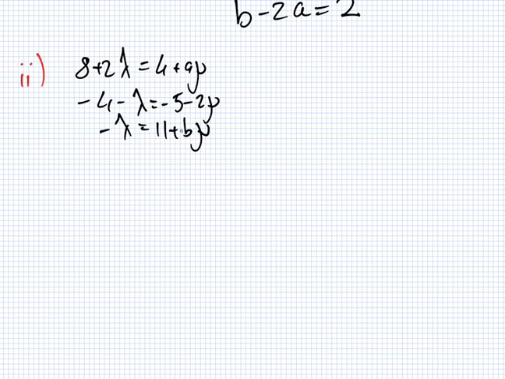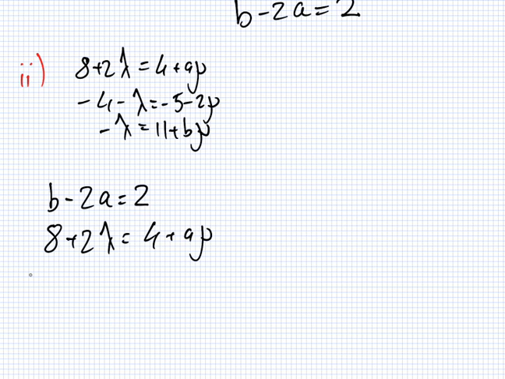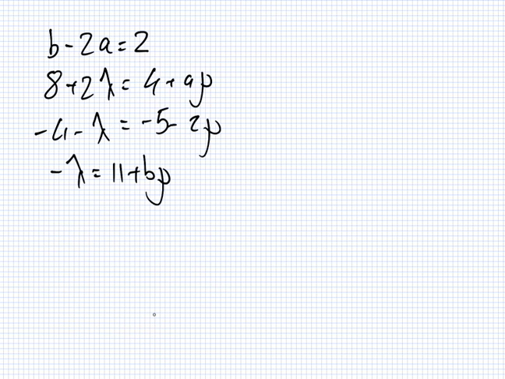If I just write the 4 equations out side by side, minus 2a plus b equals 2. No, I won't change the order. I'll just keep them the same. b minus 2a equals 2. 8 plus 2 lambda equals 4 plus a mu. Minus 4 minus lambda equals minus 5 minus 2 mu. And minus lambda equals 11 plus b mu. So the question is, how do we put these together to solve?